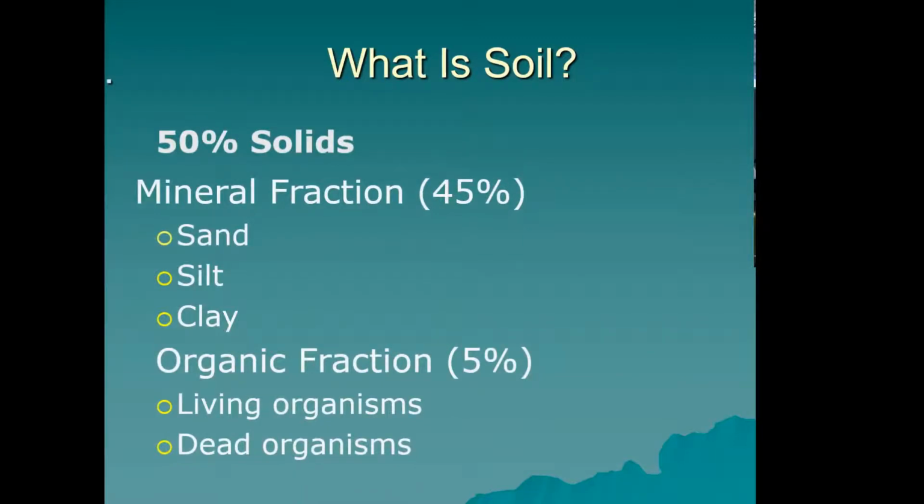What does that really mean? Sand, silt, and clay. That's what our mineral fraction is, little pieces of sand, silt, and clay. So about 45% of the volume of your soil will consist of sand, silt, and clay. The other 5% of that half that is solid is organic. And the organic fraction of the soil solids consists of both living organisms and dead decomposing organisms. So alive stuff and dead dying stuff. Even though it's only 5%, it's a very important fraction of the soil.